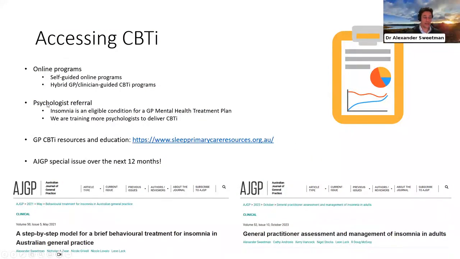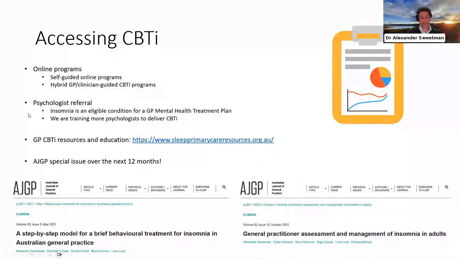Finally, there's also other referral options for cognitive behavioural therapy for insomnia. So self-guided online programs. Some online programs are static, one size fits all. Some are more interactive and ask for patient information about their own sleep and wake patterns to personalise treatment. And some online programs can be completed with GP oversight as well.